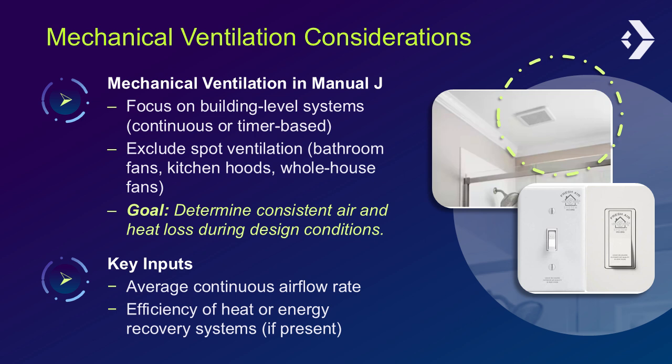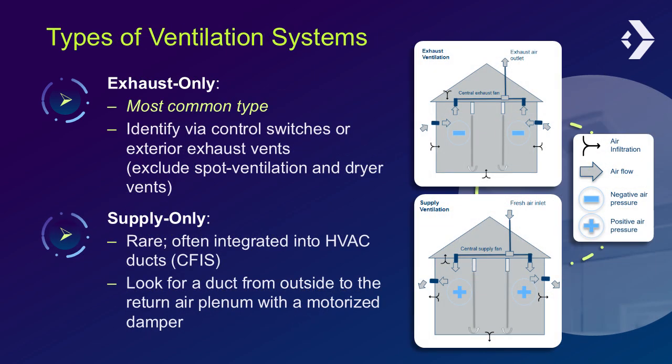But for those that do, we want to capture the average continuous airflow rate, and we want to capture the efficiency in any form of heat or energy recovery. There are three forms of ventilation: exhaust only, supply only, and balanced. Exhaust only systems are the most common. You can identify them by finding either the control switch or by looking at the various exhaust vents on the outside of the house and eliminating those that are just for spot ventilation or the dryer.